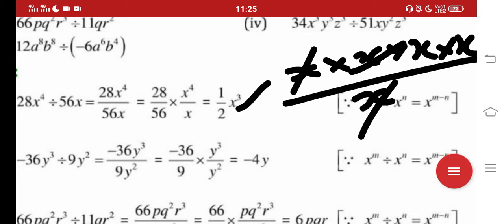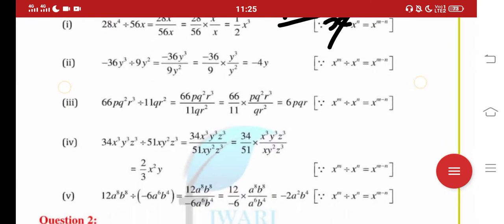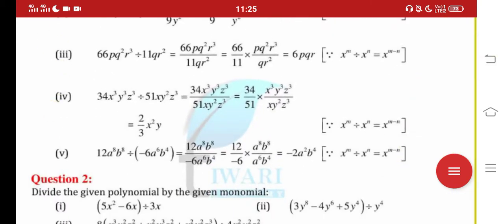And when you cancel out 28 and 56, 28 ones are 28 and 28 twos are 56. So here we get 1 by 2 x cube. This is the answer of the first question. Okay. Now see what is given in the second question.